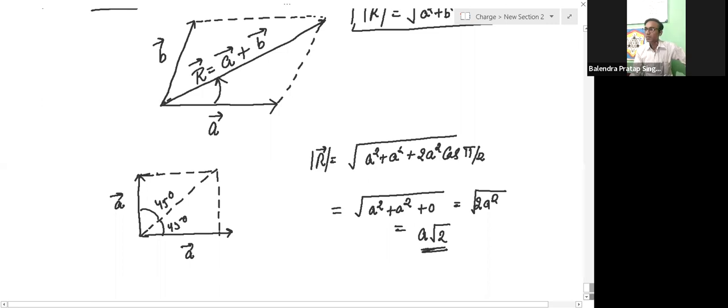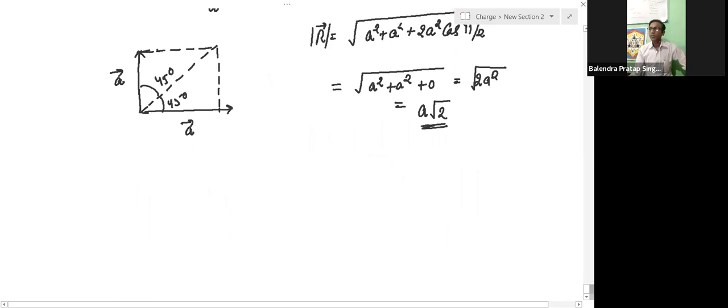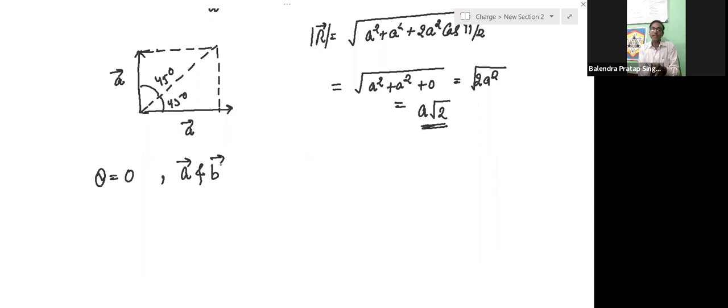Suppose the angle between these two vectors is 0. Suppose I'm considering a vector A and vector B, and the angle theta between them is 0, which means they are in the same direction. Then what will be the resultant?